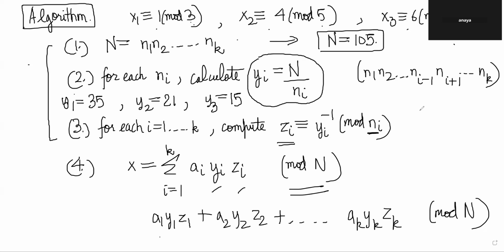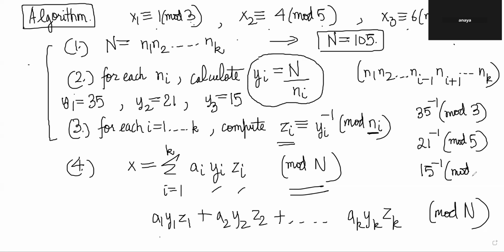So we have to find 35 inverse mod Ni, where N1 was 3. And then we have to find 21's inverse mod 5. And then you have to find 15's inverse mod 7. So for 35's inverse, what should I multiply with 35 to get 1 mod 3?